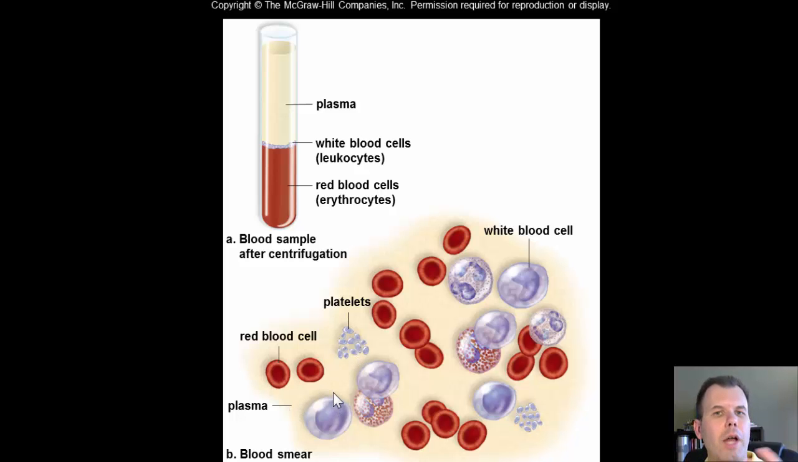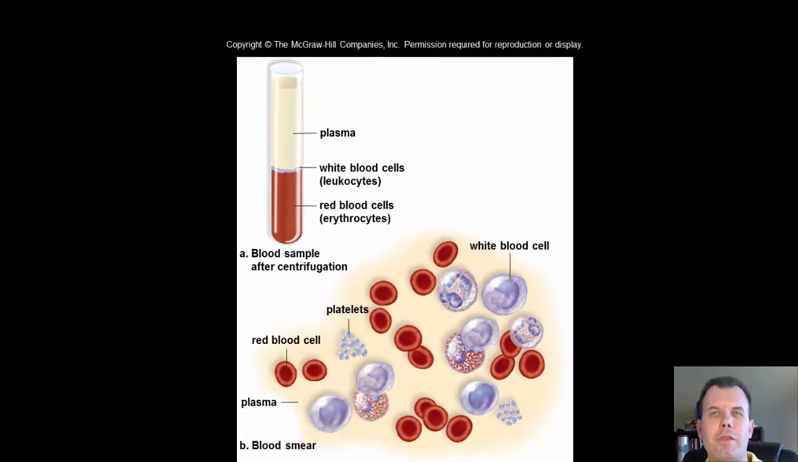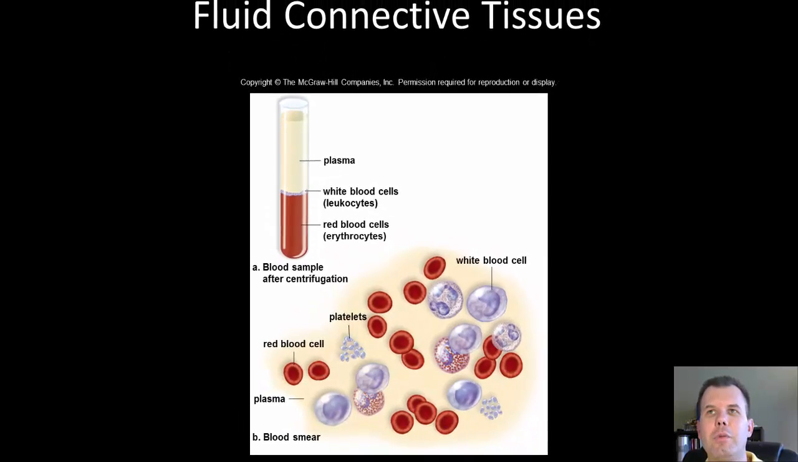So again, you're going to see some blood cells on a slide, and most of what you're going to see are the little red dots or little red donuts, and that's the red blood cells. And then sometimes you see some of these purple cells, which are the white blood cells. If you can see those different things, you're going to be really good for the test, okay? And so that's the fluid connective blood tissues.